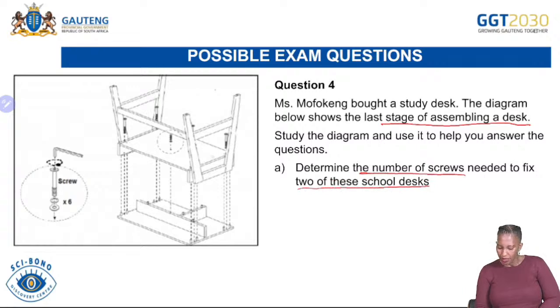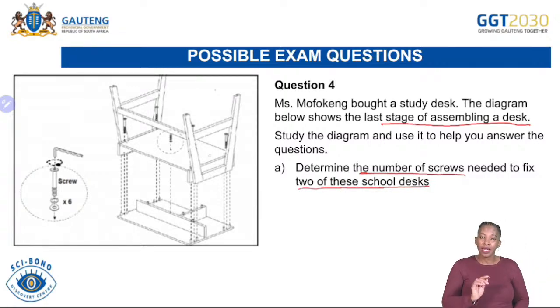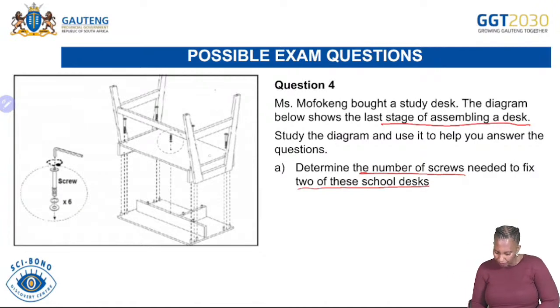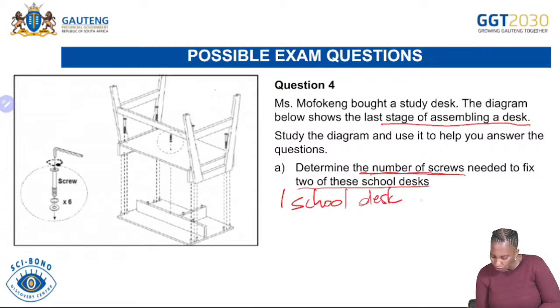Here it's 1 school desk. The diagram shows us 1 school desk. But now the question says, determine the number of screws. So 1 school desk will require how many screws? You look at the diagram. How many screws here? These are the screws, and how many are needed? It's 6. So 1 school desk requires 6.